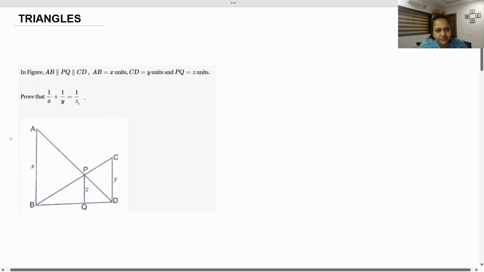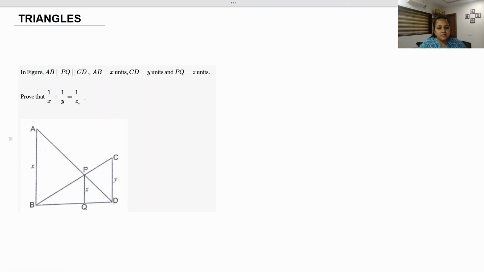Is the question understood? We also have information over here that AB is perpendicular to BD, PQ is perpendicular to BD, and CD is also perpendicular to BD. This is the additional information that is being given in this question, and we want to prove this.